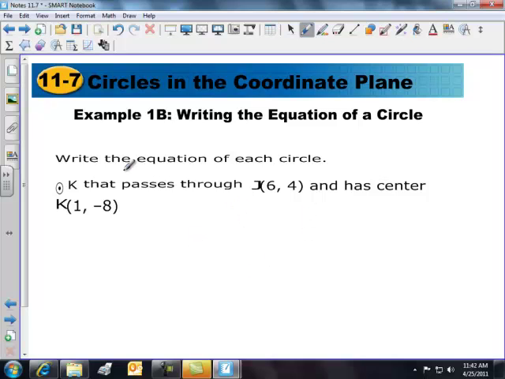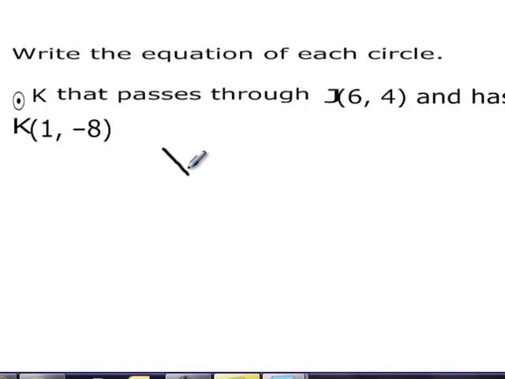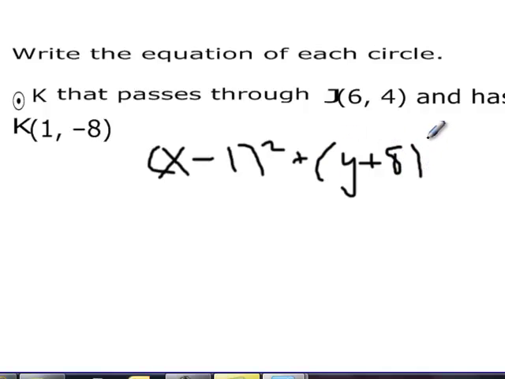Okay, so adding a little twist here, if you have the equation of this circle, circle K, that passes through the point (6, 4), so the circle's going through that point, and has a center at (1, -8). Now we have enough information to do this. We can say that we have (x - 1)^2 + (y - (-8))^2, so that becomes plus 8 squared, equals, and the problem we run into here is we don't know what the radius is.